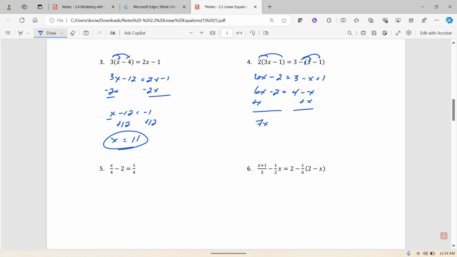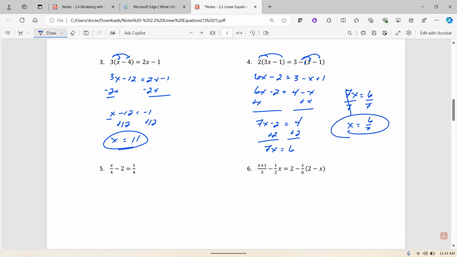So I have 7x minus 2 on the left and 4 on the right. I'm going to add 2 to both sides. So 7x equals 6. I'm going to start again over here just so I don't run into my next problem. Now I'm going to divide both sides by the 7 so that the 7x divided by 7 leaves me with 1x, and that equals 6/7.